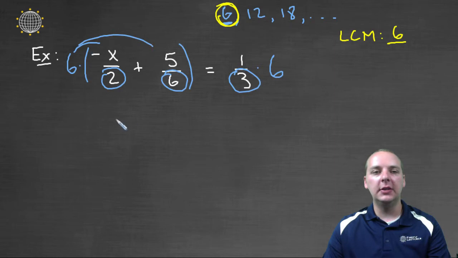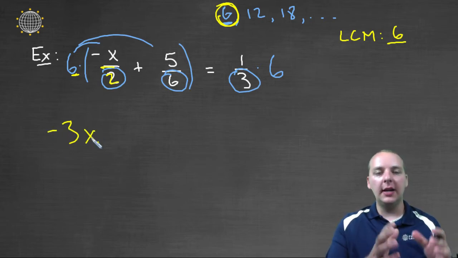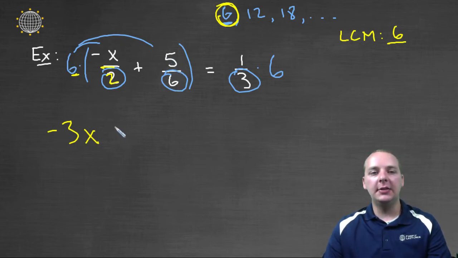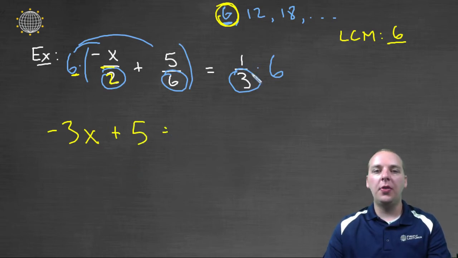When you distribute the 6 on the left-hand side, part of what you have is a 6 divided by 2. And 6 over 2 gives us 3. We'd still have negative x, so we'll have negative 3x. That's 3 times negative 1 times x, and when you reorder the terms, you can write it as negative 3x. Distribute 6 to 5 divided by 6. The 6's cancel, and you just get plus 5. Equals, and then you'd have 1/3 times 6, or 6 divided by 3, which is 2.